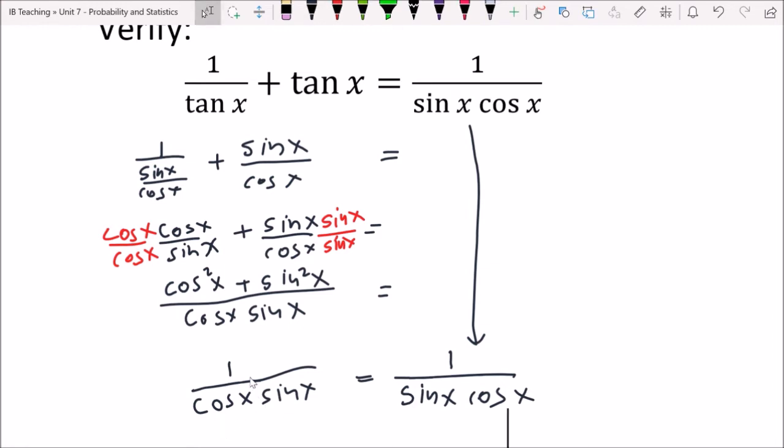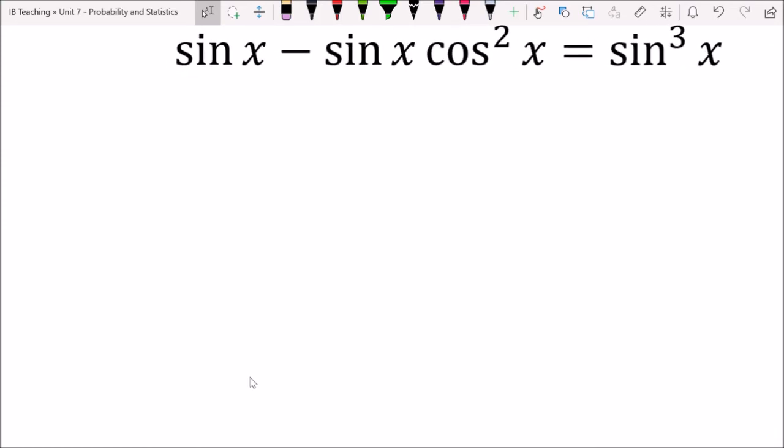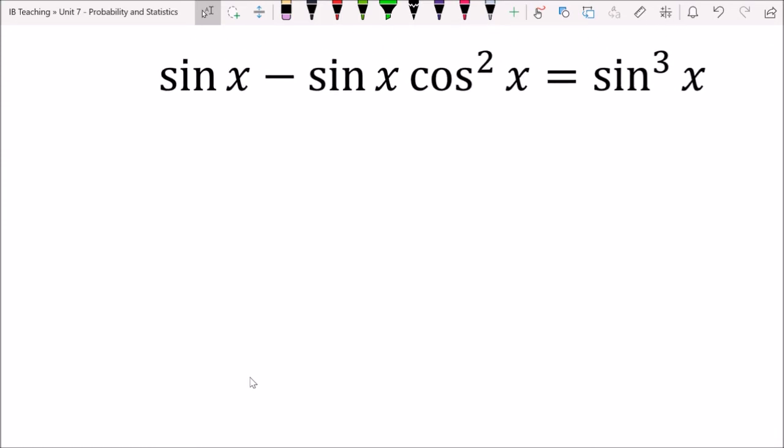Let's try another one. Okay, if you're feeling brave, start it on your own. See what you got. Or at the very least, pause the video, write it down, and see if you can come up with a strategy that might work. See if I use the same strategy. In this one, I can only see one way to approach this problem that's going to be fruitful.